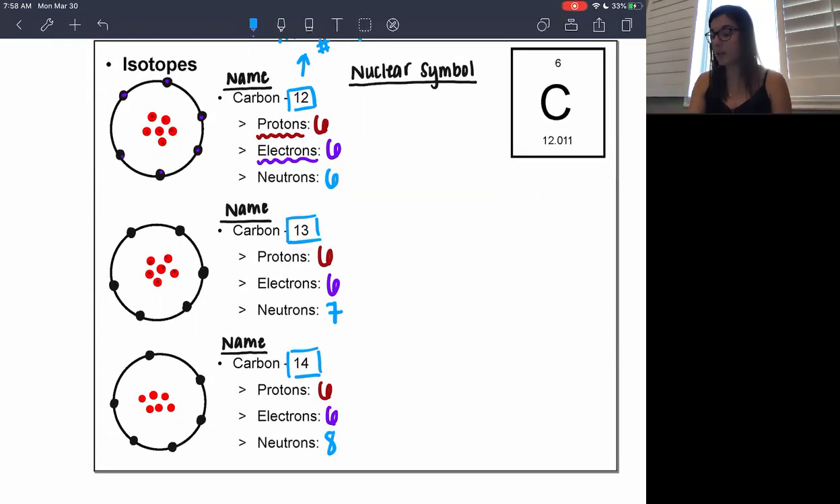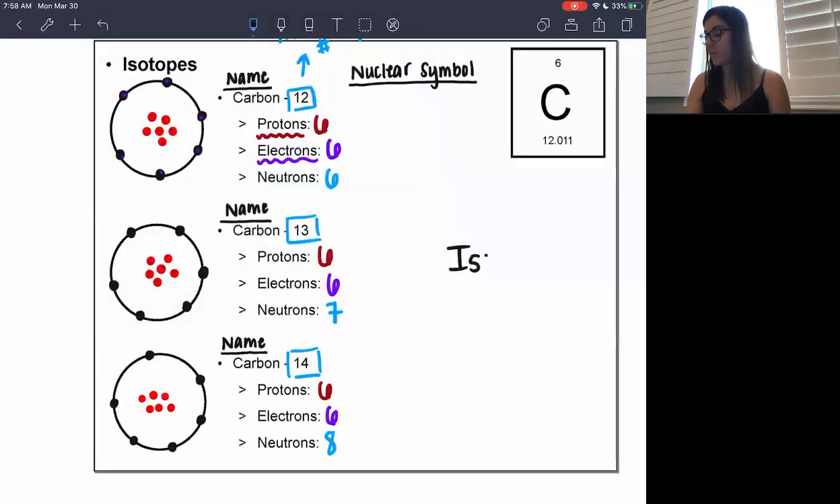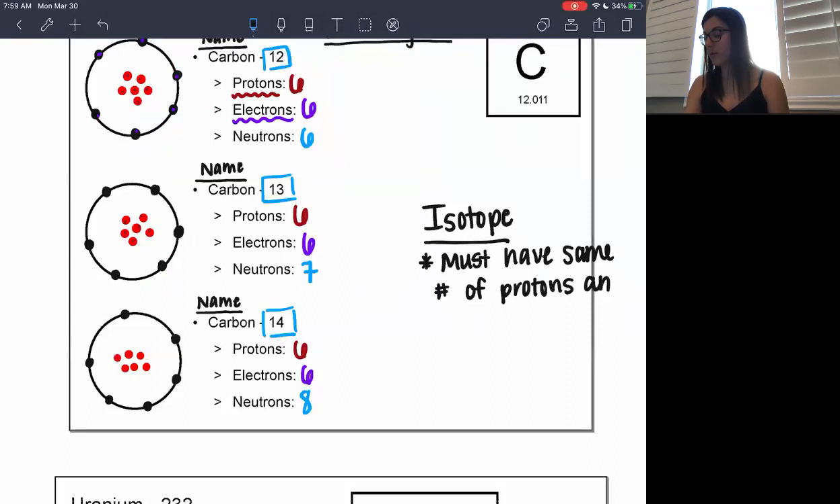So if I wanted to write a definition for an isotope, a tentative one, mind you, because we're going to look at more examples, it seems like in order to be an isotope, you must have the same number of protons and electrons, and you must have different numbers of neutrons.